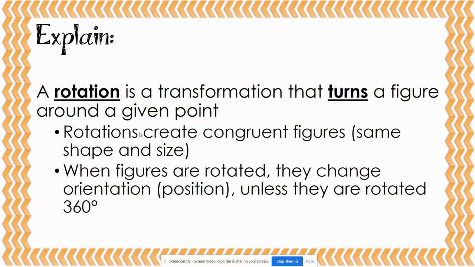A rotation is a transformation that turns a figure around a given point. Rotations create congruent figures, so they are the same shape and size. When figures are rotated, they change orientation, so their position will be different unless they are rotated 360 degrees. If they rotate 360 degrees, they will be back in their original position.